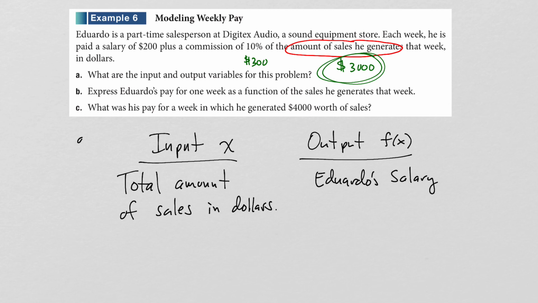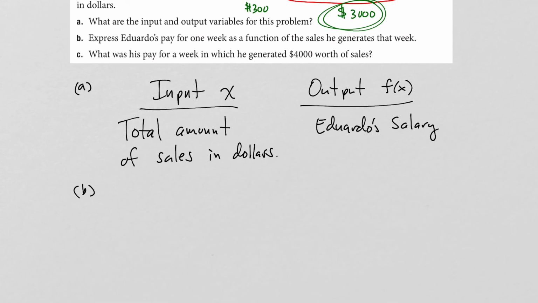Okay, so that's part A. Part B now says, express Eduardo's pay for 1 week as a function of the sales he generates that week. So what is his pay going to be? Let's remember that his pay is going to be $200 no matter what. He gets a fixed salary no matter what he sells.